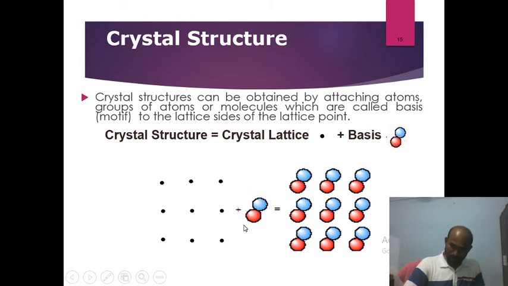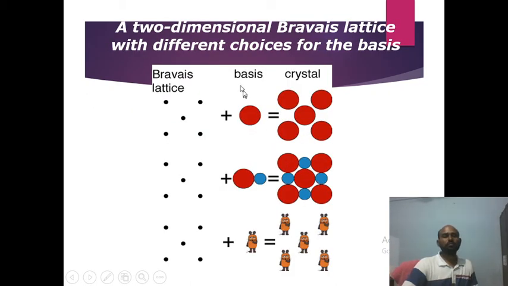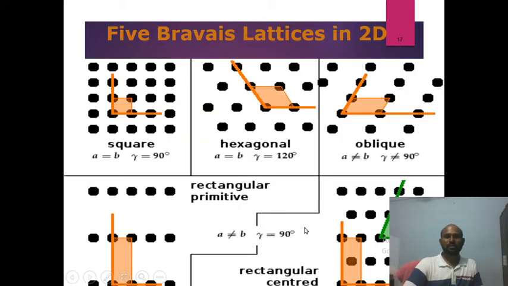This is a basis and this is a lattice point. This basis is placed on that point, the second is also placed, and we get a complete crystal structure. This is a 2-dimensional Bravais lattice with different choices for the basis. Look here, this is also one example. We get this basis fixed on that point, and we get a structure like that.